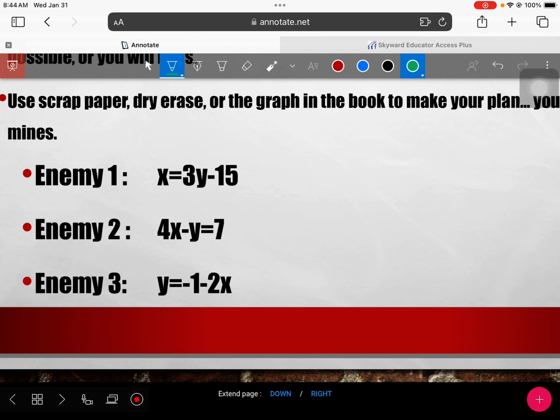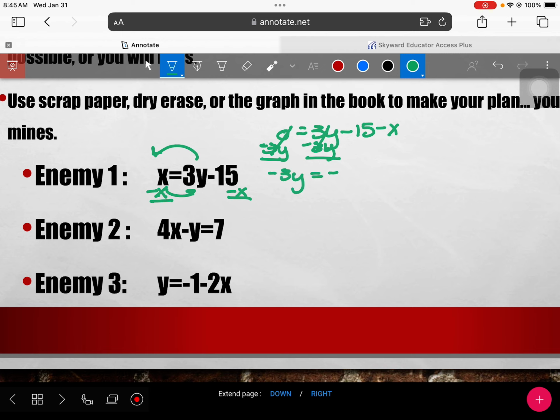Over here, we need to change these into slope-intercept form. So I need to get the y's over here and my x's over here. So I'm going to subtract x and subtract x here. That gives me 0 equals 3y minus 15 minus x. I need to get the y's over to the left. So subtract 3y. I have negative 3y equals negative 15 minus x.